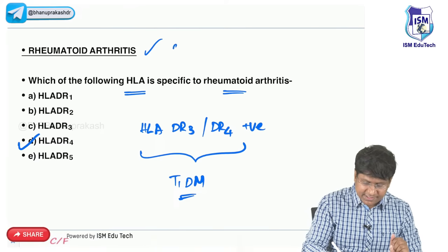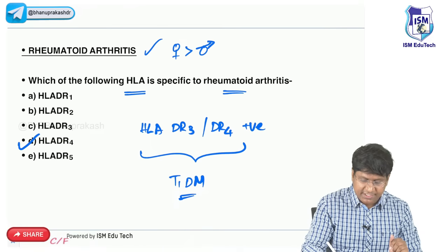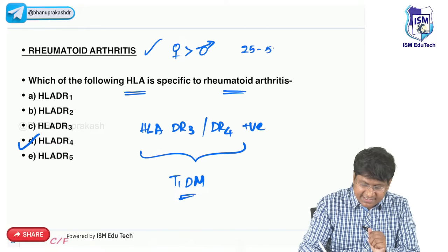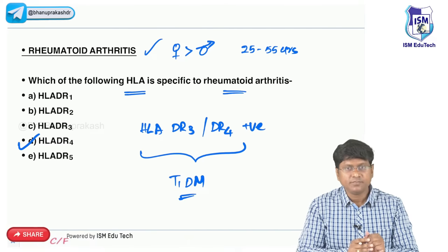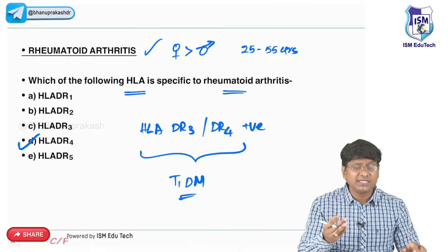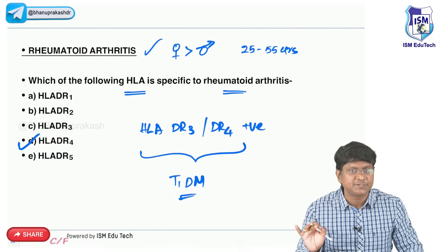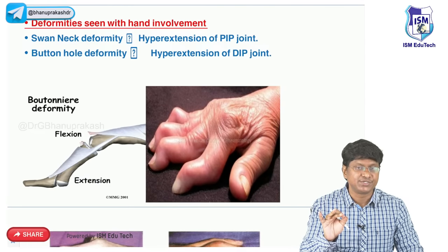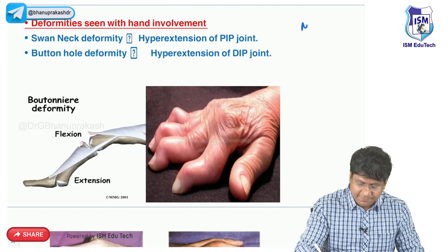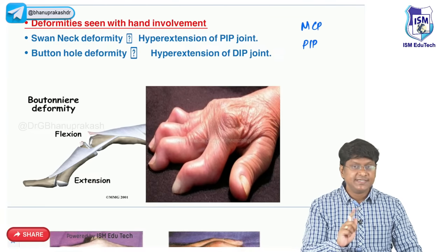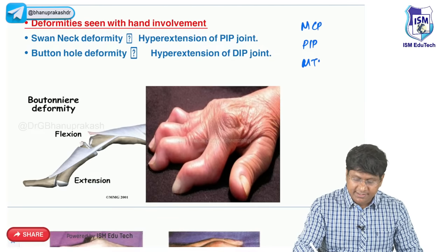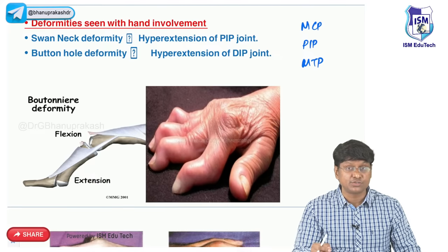So, rheumatoid arthritis is an autoimmune disease which is more commonly seen in females rather than males. And what is the age group in which we see rheumatoid arthritis? That is around 25 to 55 years. And what are the joints which are commonly affected in these patients? The small joints, right? These include the metacarpophalangeal joints as well as the proximal interphalangeal joints. Distal interphalangeal joints are not affected in rheumatoid arthritis. The other joints involved are the MTP, that is metatarsophalangeal joints.